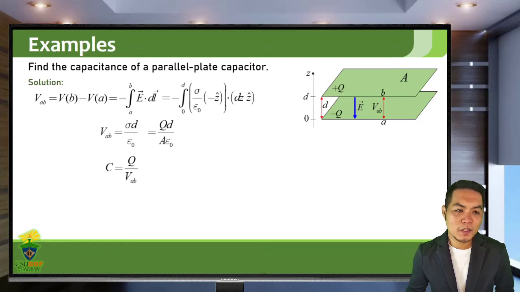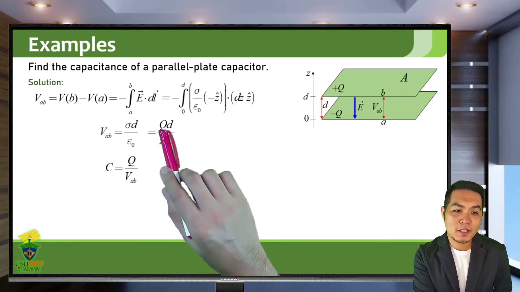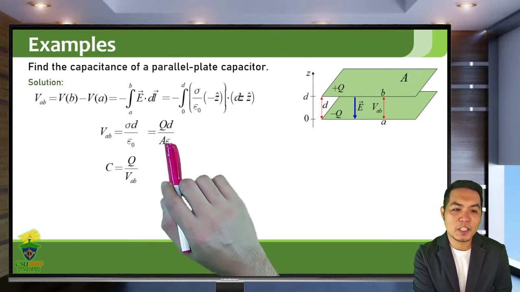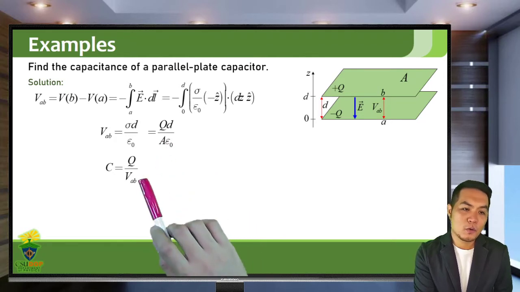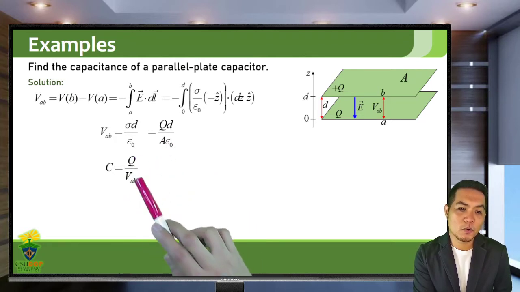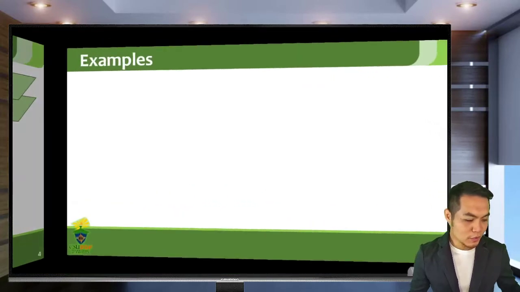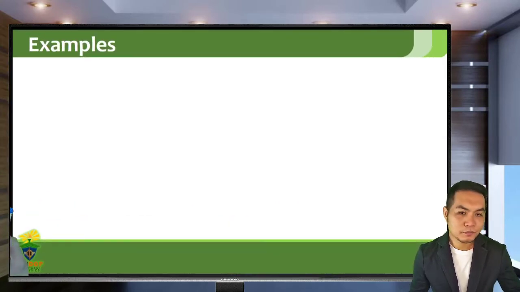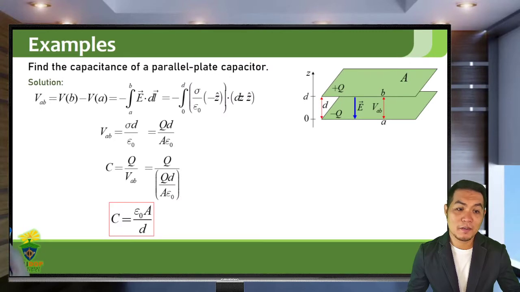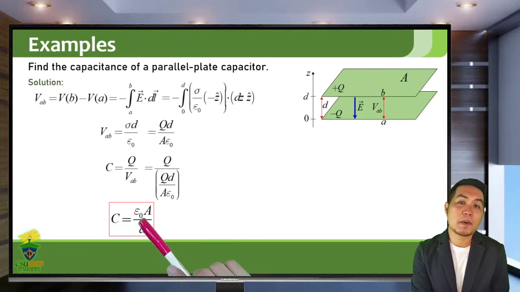Knowing that this is the potential difference, it's proportional to Q times the distance and inversely proportional to the area. We use that value to solve for the capacitance. It's just Q over the potential difference VAB, and simplifying we get the capacitance of a parallel plate capacitor.